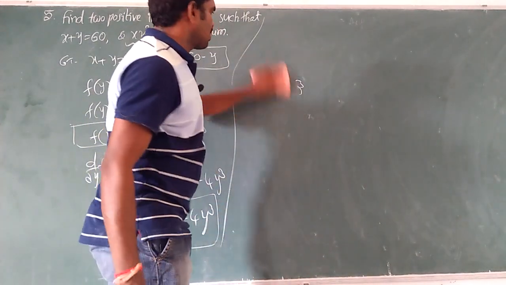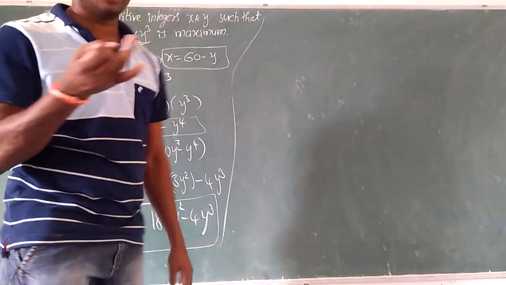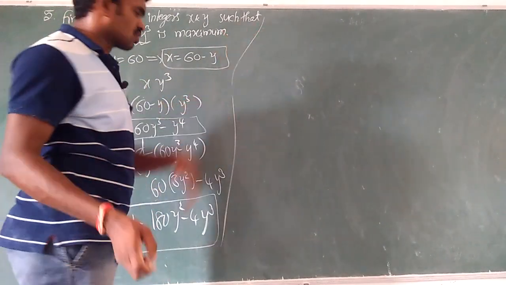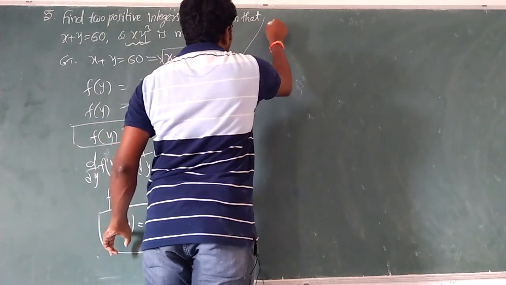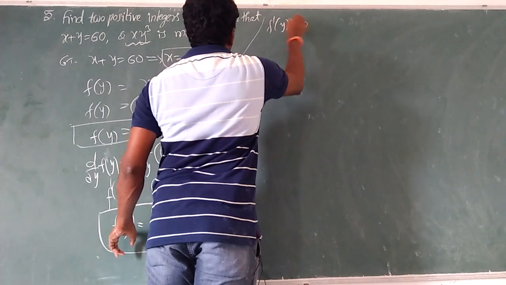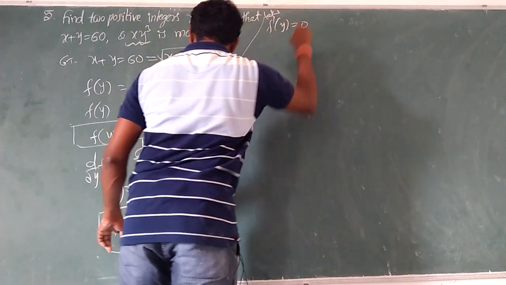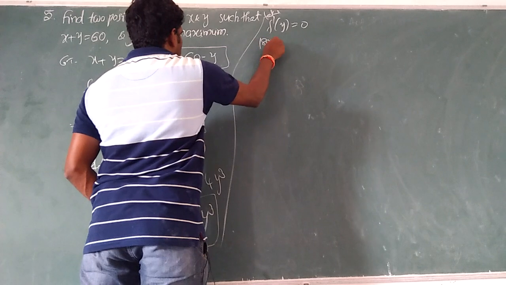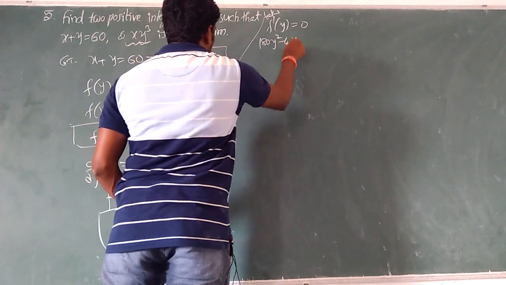Next, what is the next step? First find the function, second the derivative, third the derivative is equal to 0, fourth the double derivative. So f dash of y equals 0. We have to remember this step. Then 180 y square minus 4y cube equals 0.